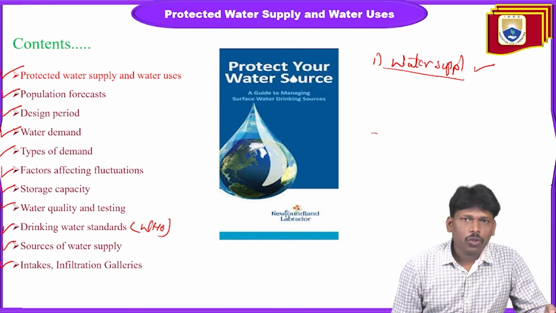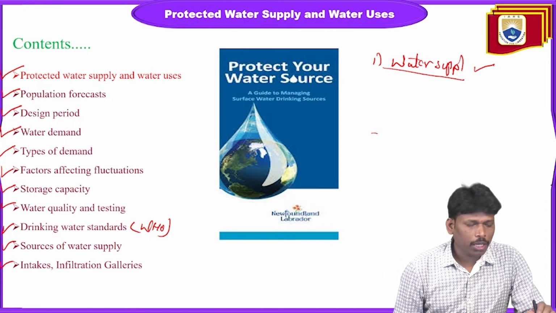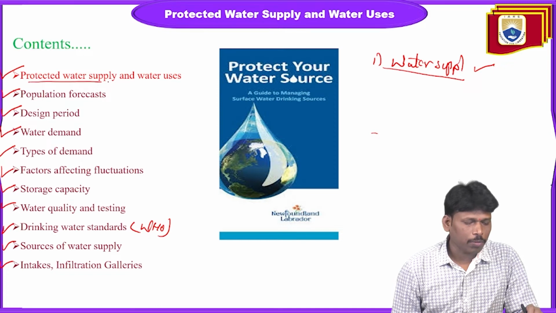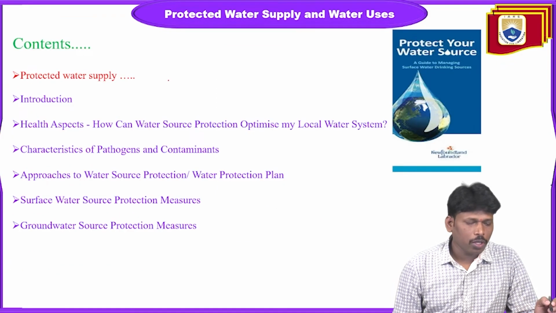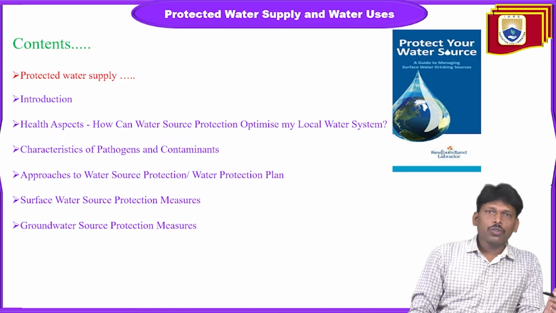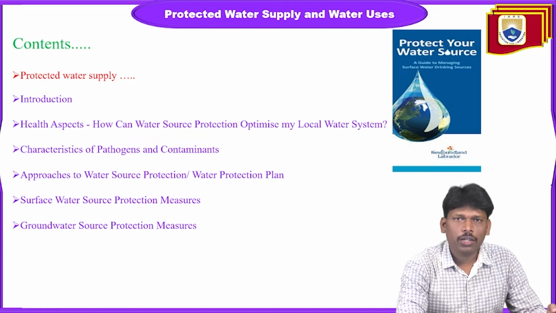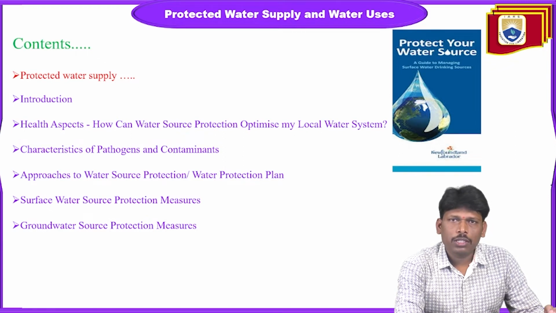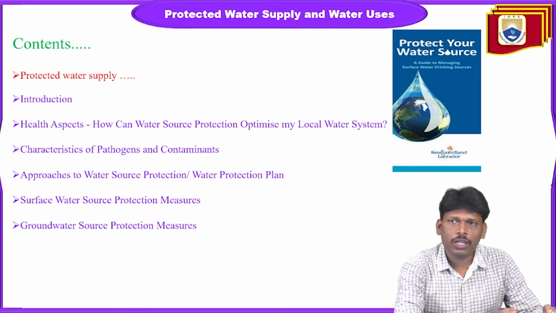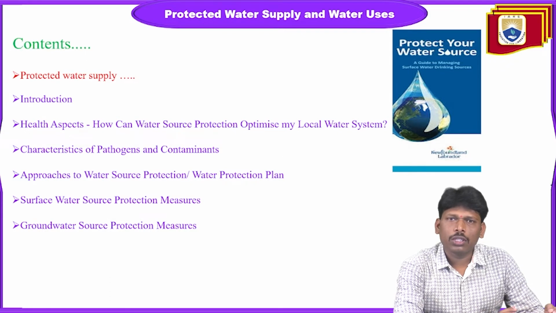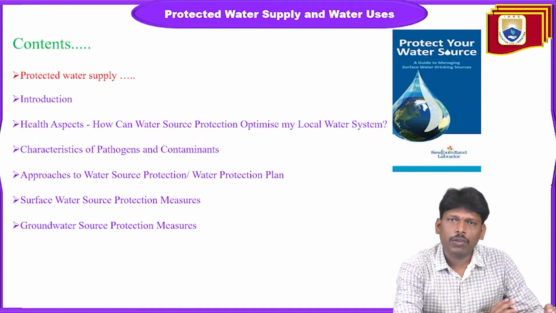So coming to our first topic in water supply: protected water supply and water uses. I'm going to start this topic. As we discussed a little bit in yesterday's lecture, protected water supply is very simple. Whatever source we have identified in order to meet the future demand, that particular source, whether a subsurface source or a surface source, must be protected.